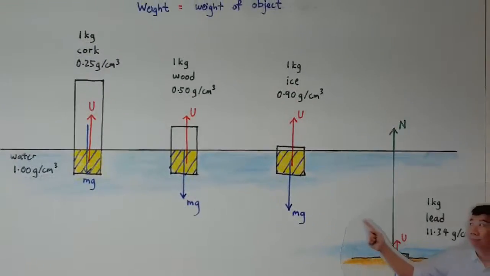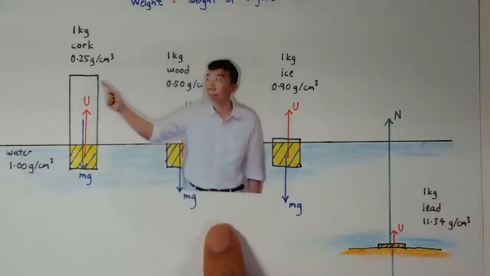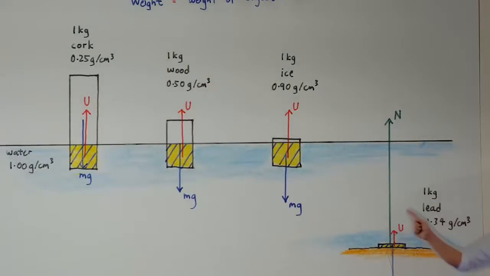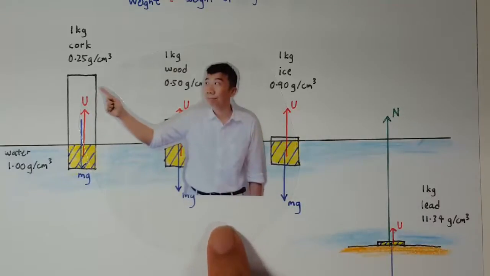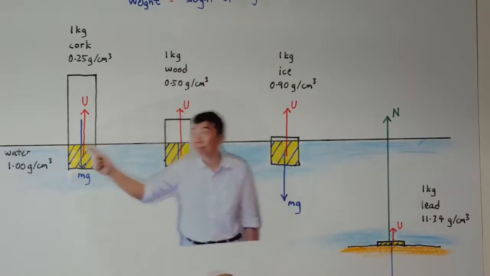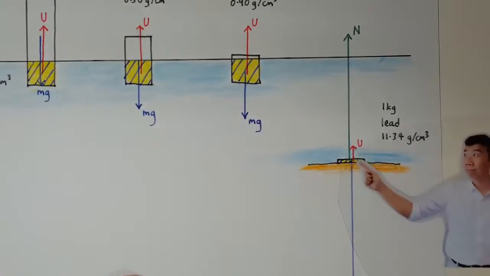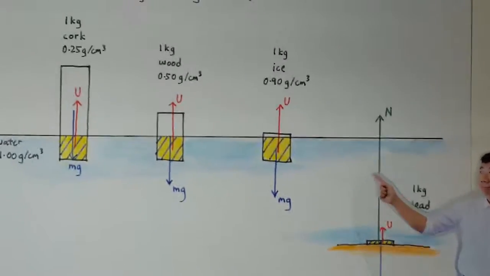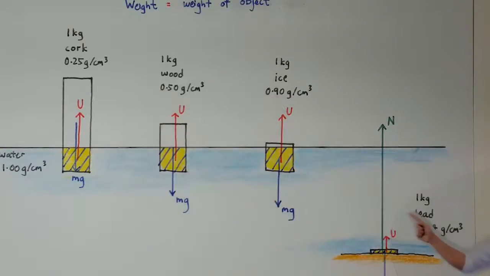So back to the question. Does a kilogram of cork displace more or less water than a kilogram of lead? The answer obviously is, well, a piece of cork, since it floats, it must displace 1 kilogram of water. A piece of lead, since it's sunk, means that it must have displaced less than a kilogram of water. So clearly the piece of cork displaces more water than the piece of lead.